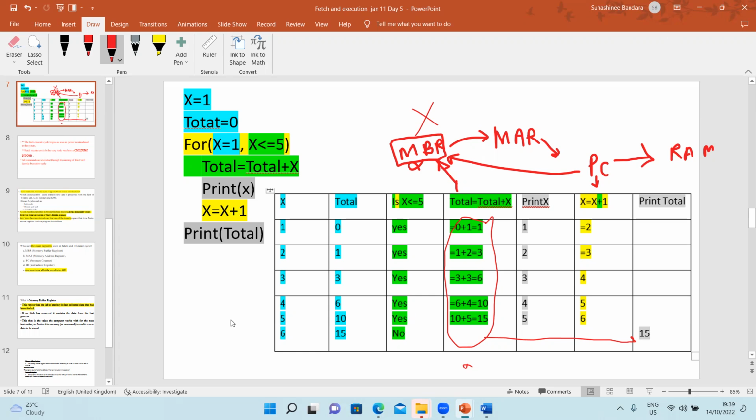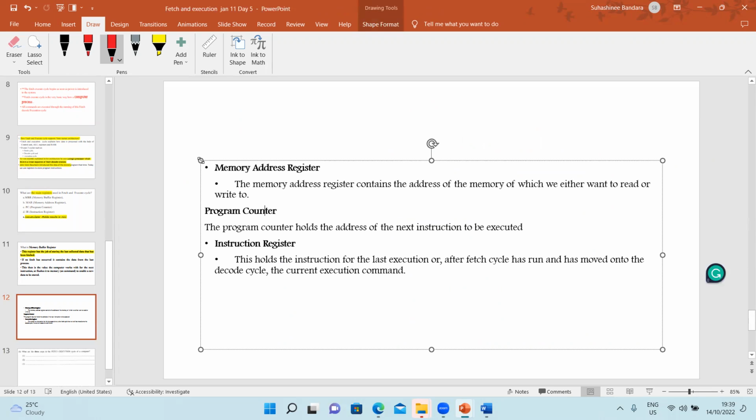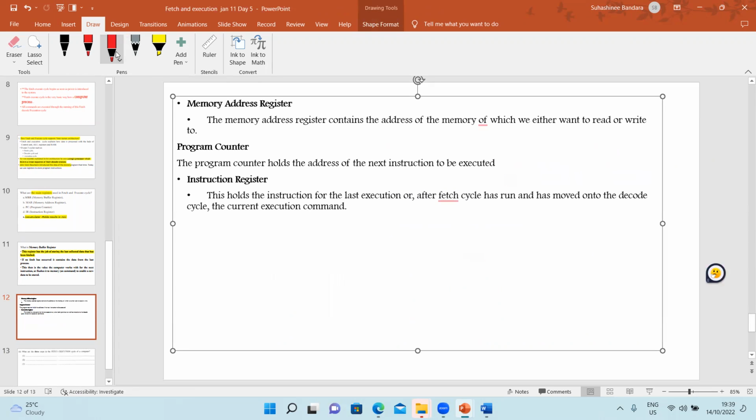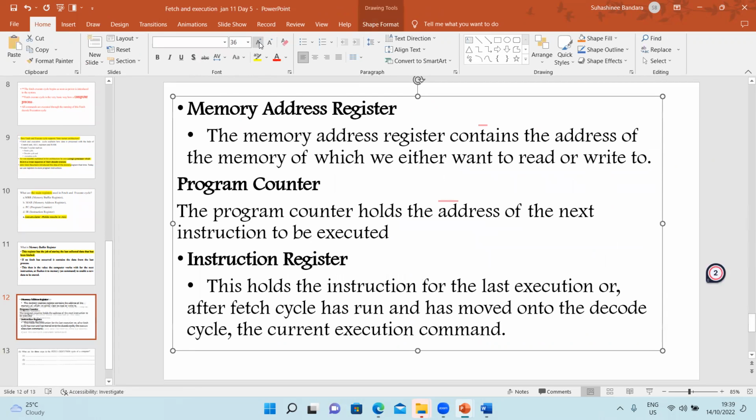Okay? So now we'll copy this one. Okay, so to understand this one, you need the background knowledge. That's what I explained. No need to go deeper. Copy this slide. This is enough.